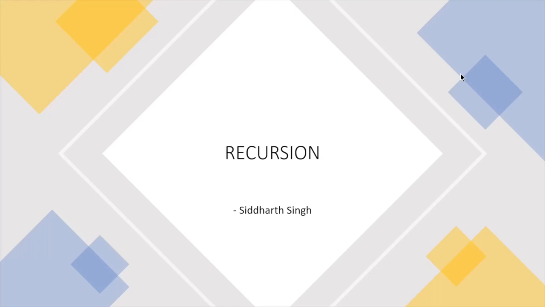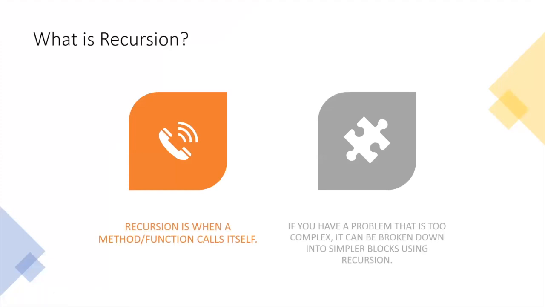So, what is recursion? Recursion is a process in which a function or a method calls itself repeatedly. It can be used to solve a complex problem by breaking it down into simpler and smaller blocks.